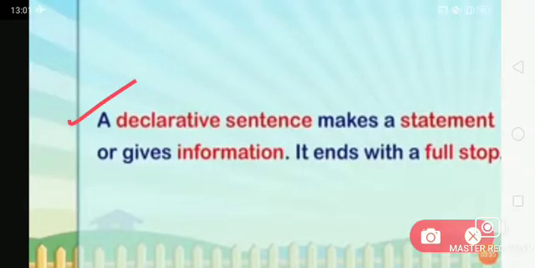Dear students, a declarative sentence makes a statement or gives information. It ends with a full stop. It is very easy to know how we can identify an assertive or declarative sentence. A declarative sentence makes a statement or gives information, and it is very important that it ends with a full stop. So just like this, we have to identify that the given sentence is a declarative sentence because it makes a statement and gives information.